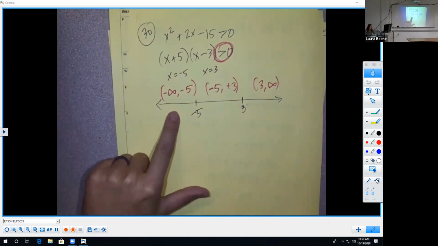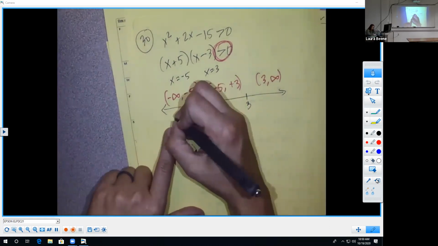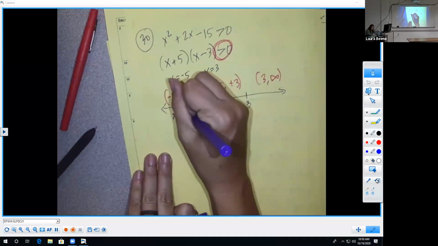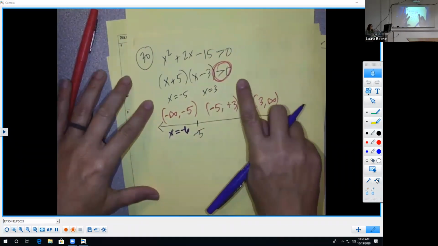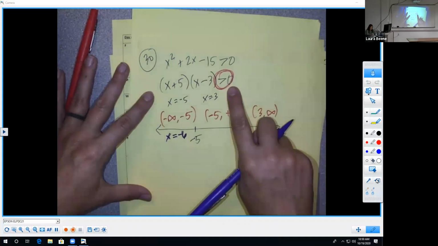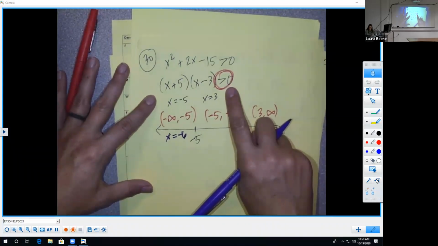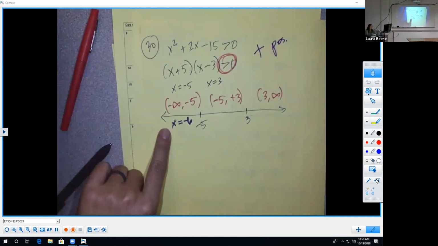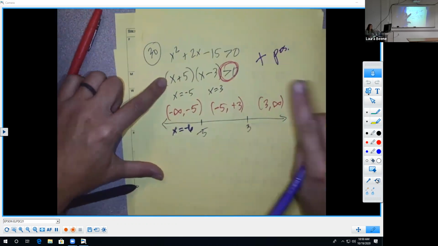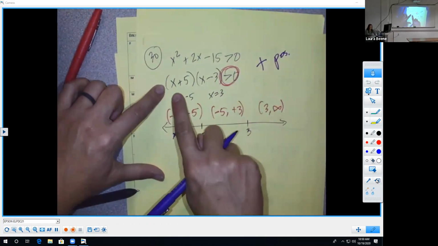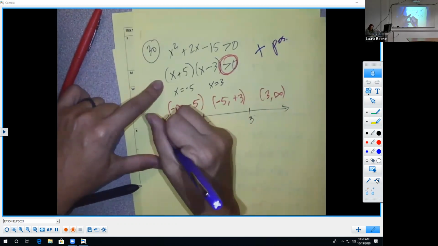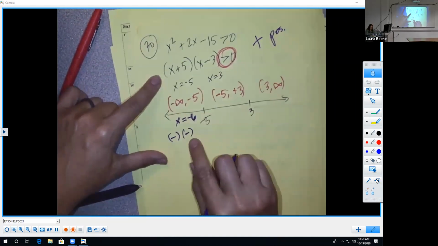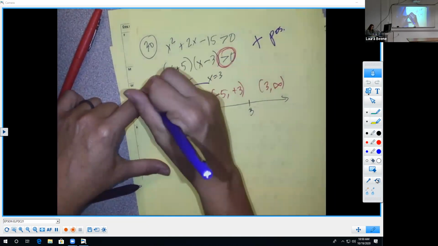I'm picking a test point between negative infinity and negative 5. I'm going to pick negative 6. When I plug in negative 6, all I want to know is, is it negative or positive? What am I looking for here? Greater than 0, so I want positive numbers here. Plug it back into your factors. You could plug it into the initial one, but that's a lot more work. It's a lot easier to plug it into the factor part. Negative 6 plus 5 is a negative number. Negative 6 minus 3 is also a negative number. What's a negative times a negative? Positive. That is part of my answer.